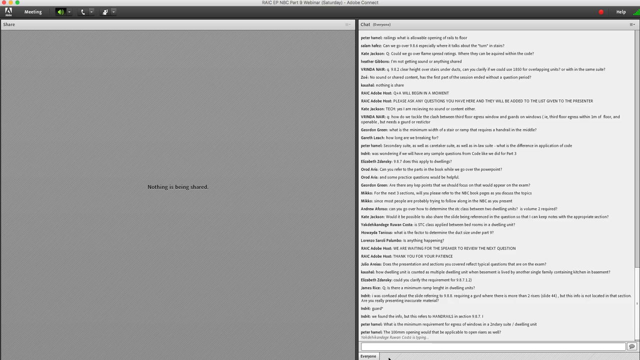The next question I have here is, can we go over 9.8.6, especially where it talks about the turn-in stairs? So I'm presuming that the question is related to the requirements for landings where your stairs take another direction. This would be related to the minimum landing size. We did talk a little bit about the dimensions of landings, being that they're as wide and as long as the stair, except where they're permitted to be less than that. There were some permissions for other dimensions of the landings, but I believe that's what that one would be related to.